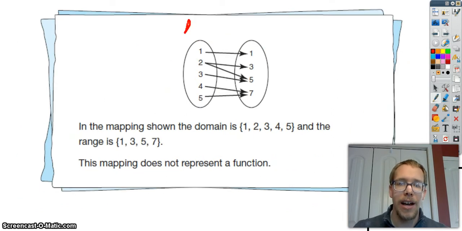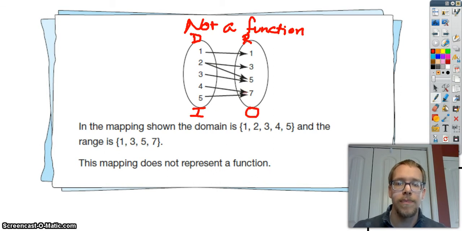This is not a function here. So here's a counterexample. This is not a function. Why is this not a function? We'll take a look at the domain. Again, the domain over here on the left, I'll put D for domain, R for range, and I down on the bottom to let you know that's the inputs and the outputs. Well, the domain, we have the numbers 1, 2, 3, 4, and 5. And in the range, we have the numbers 1, 3, 5, and 7.